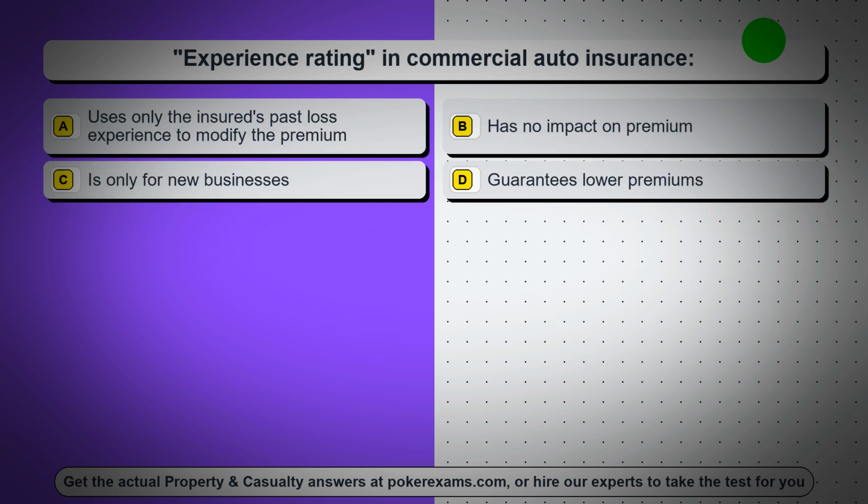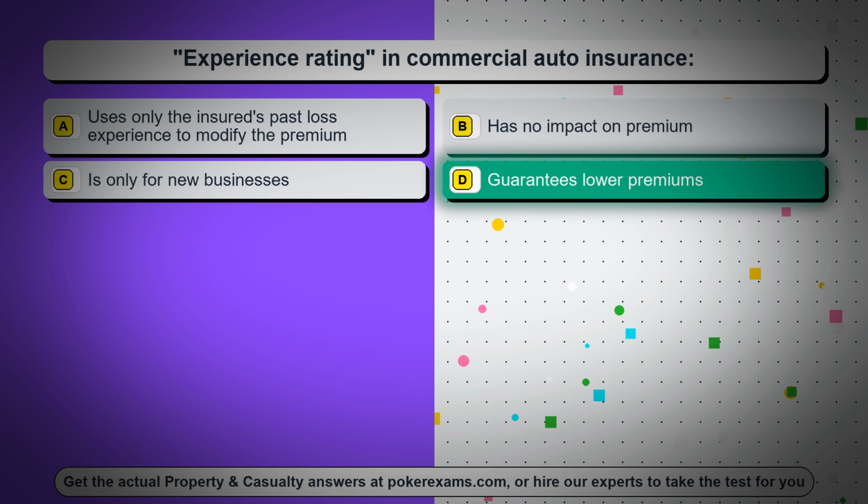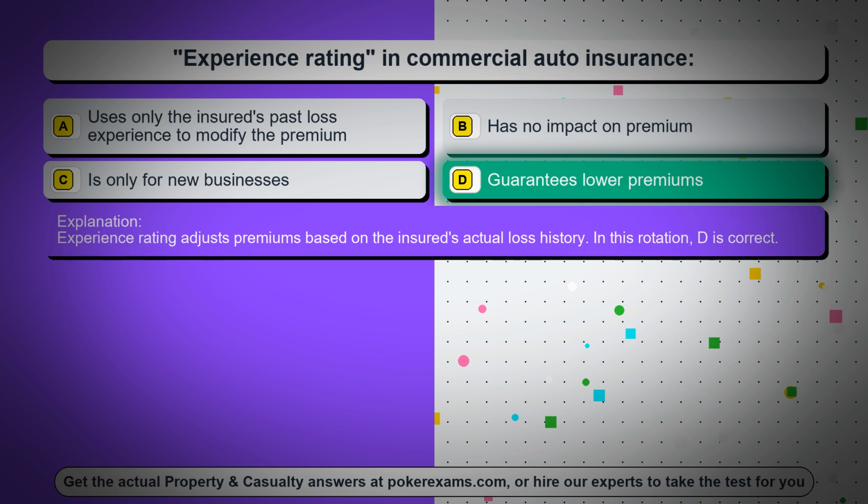Question 74. Experience rating in commercial auto insurance. Option A uses only the insured's past loss experience to modify the premium. Option B has no impact on premium. Option C is only for new businesses. Option D guarantees lower premiums. The correct answer is option D, guarantees lower premiums. Experience rating adjusts premiums based on the insured's actual loss history. In this rotation, D is correct.